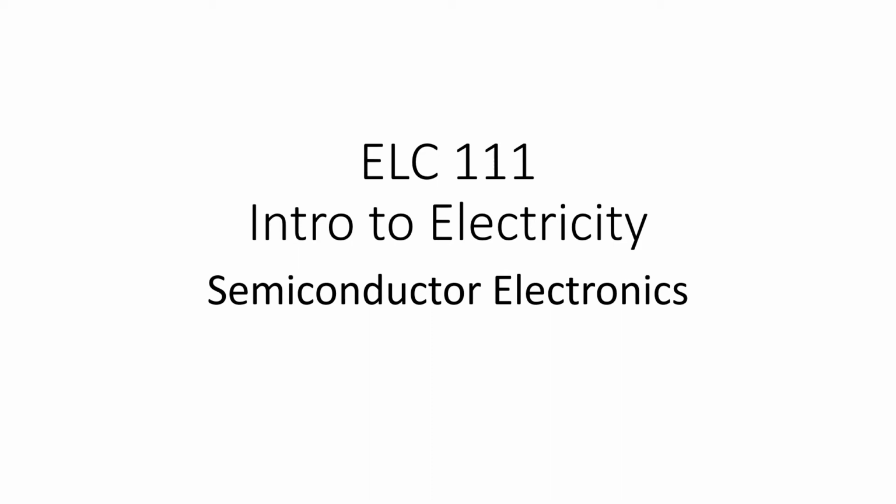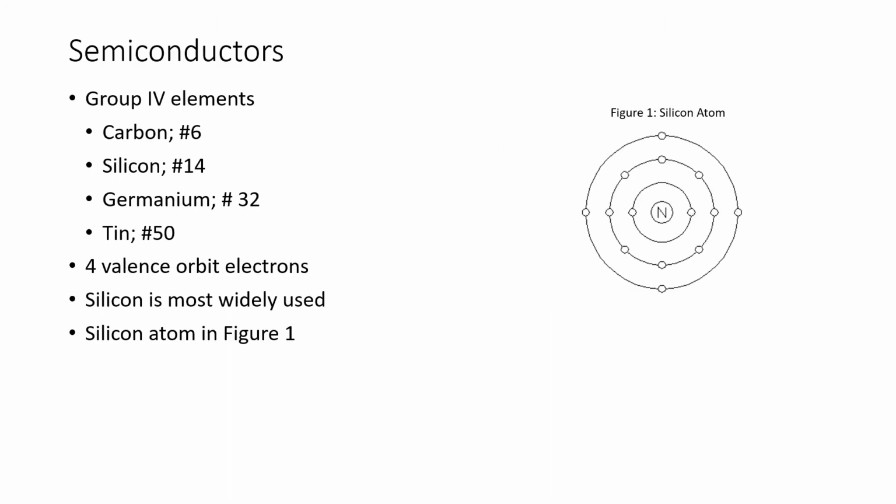This is ELC111, Introduction to Electricity, and this presentation is on semiconductor electronics. Now, semiconductors are group 4 elements, and they include carbon, silicon, germanium, and tin. All these elements have in common the fact that they have 4 valence orbit electrons. This means there's 4 electrons in the outer orbit or outer shell.